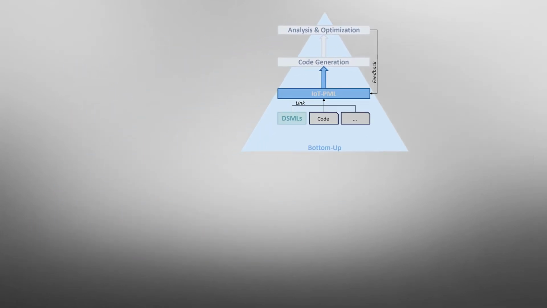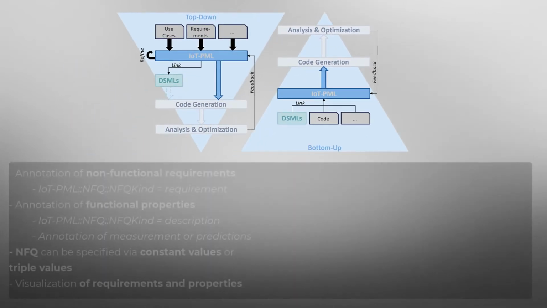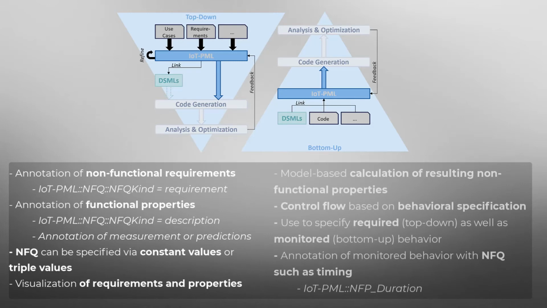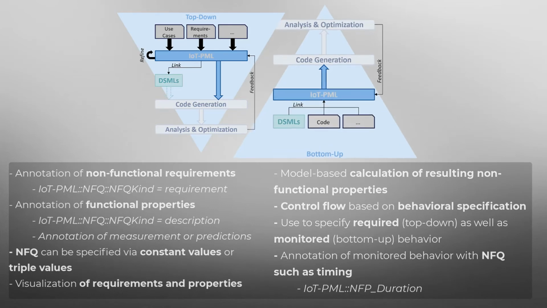Or you can simply use IoT PML for annotating non-functional requirements and functional properties of three kinds: power, memory, and duration. Their values are specified in a specialized language that supports constant values or triple values and can be traced to the appropriate model elements. When modeling behavior specification, you can define whether the duration is required or measured.